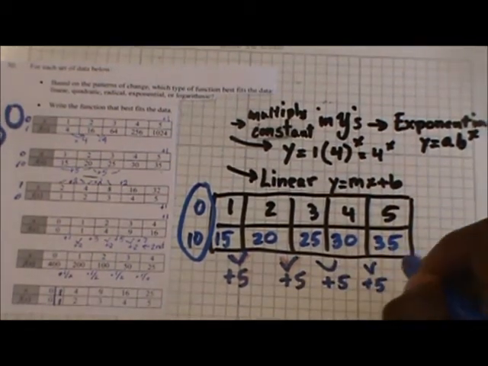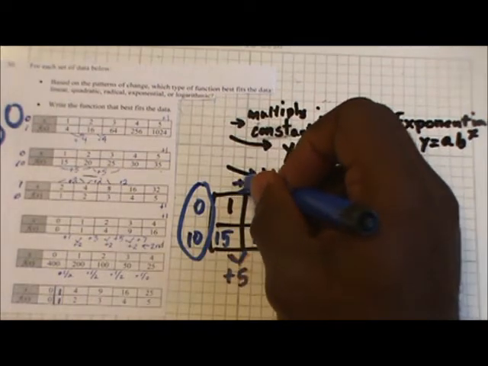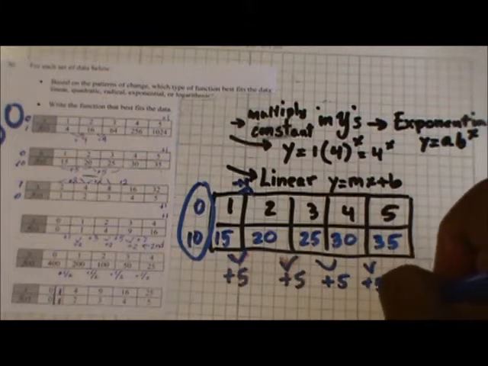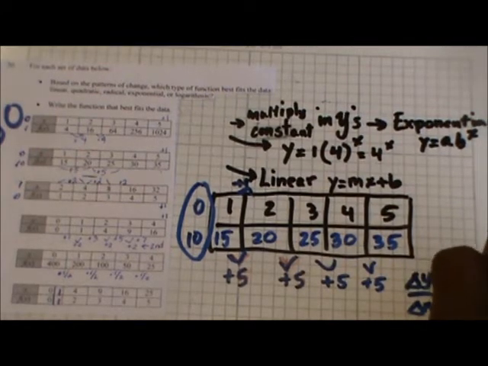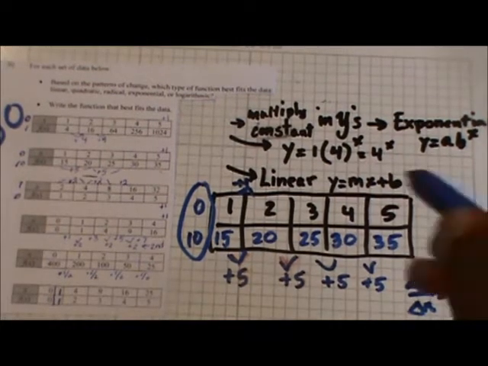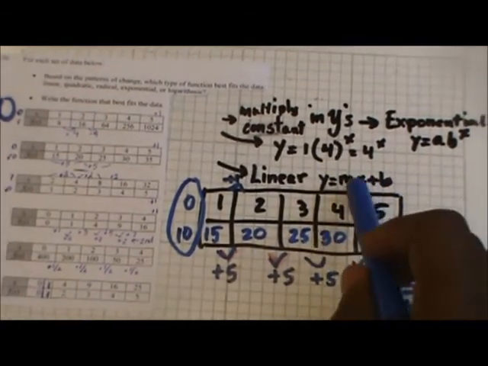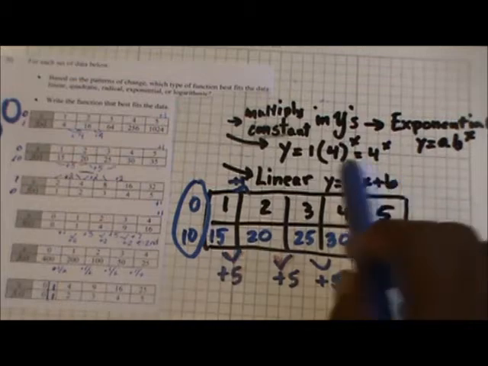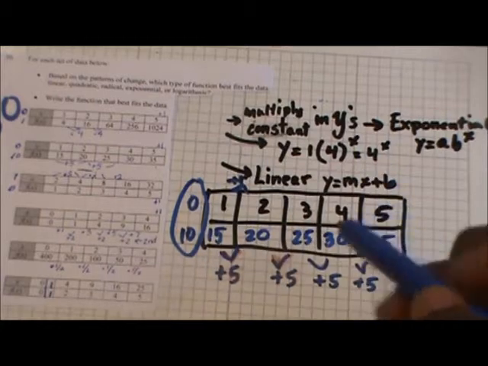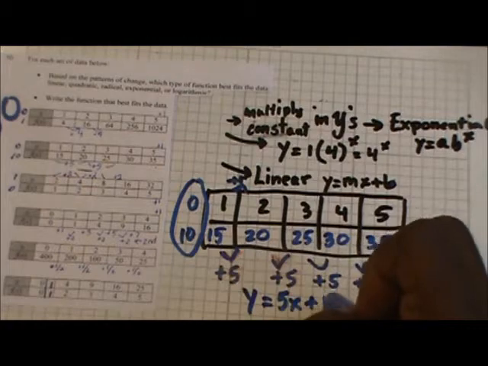All right, so this is your slope, your rate of change. You're changing y over your change in x. If you remember, I don't want to spend too much time on this one. So it becomes 5 over 1, which is 5. Your slope is 5, and your y-intercept is whatever your y value is when x is equal to 0. So for this one, your function is y equals 5x plus 10.